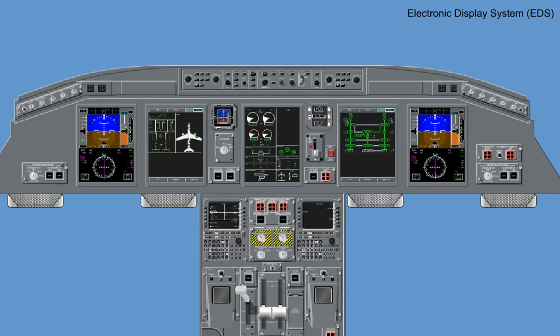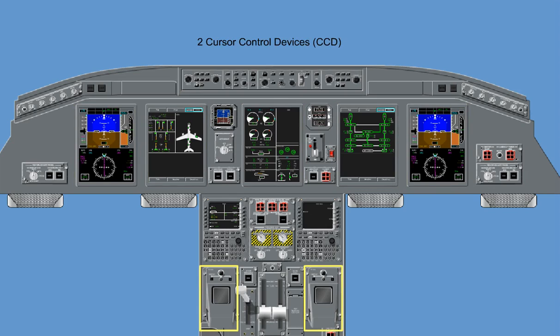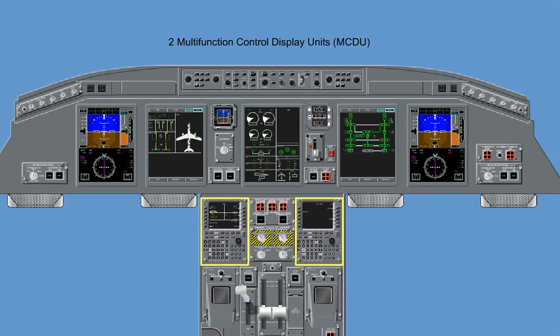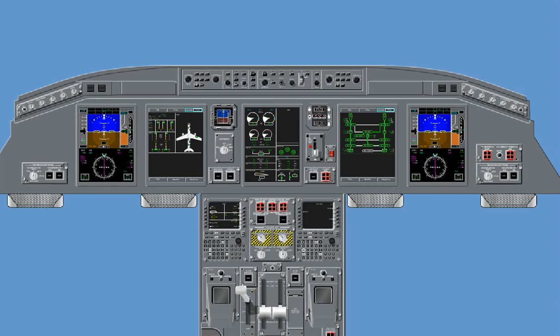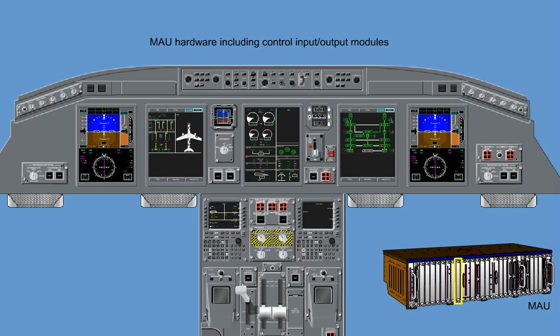The Electronic Display System, EDS, presents primary flight, navigation, and system information to the flight crew. The EDS consists of 5 display units, a guidance panel, 2 cursor control devices, CCD, 2 multifunction control display units, MCDU, ICUS full panel, 2 reversionary panels, MAU hardware including control input-output modules, and an EDS application software on dedicated processor modules.